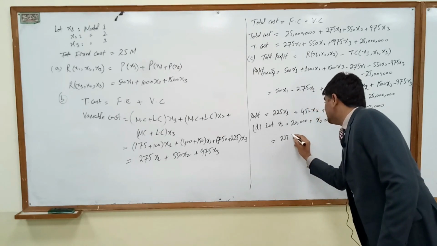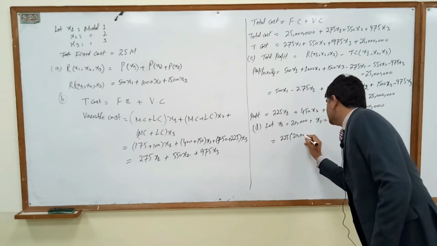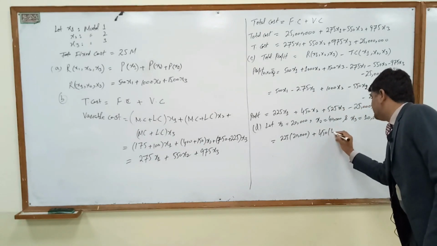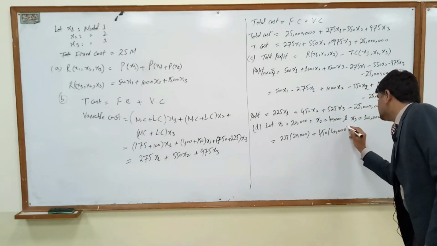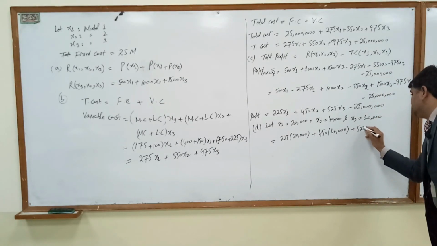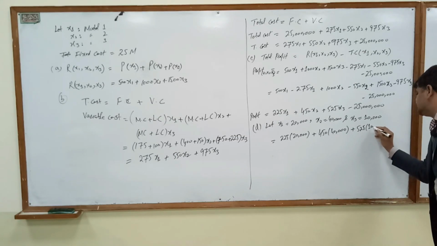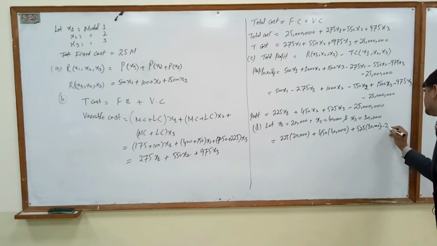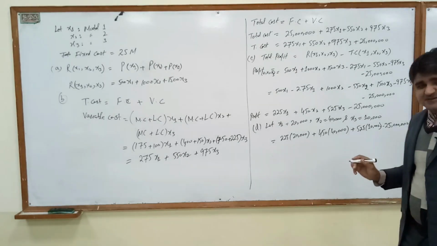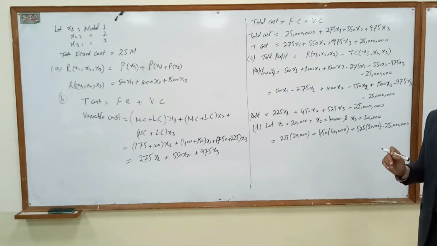225, the value of x is 20,000. So 450 into 40,000, then 525 into 10,000, minus 225 million. If the calculation is wrong, I'm not responsible. You can ask Irsa.